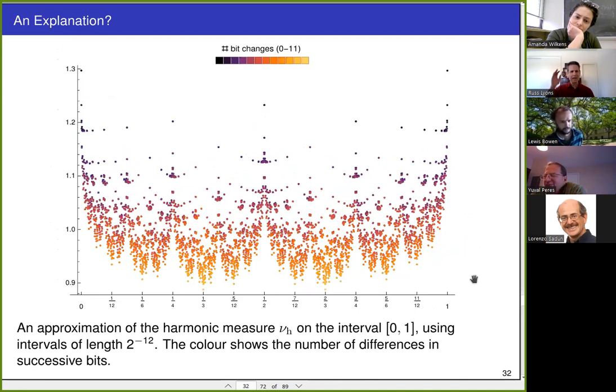It's almost the same, but now it's just every interval of length 2 to the minus 12. The color indicates the number of bit changes, one to the next successive one. The dark ones have few bit changes, and the light ones have more. The dark ones are on the top, and the light ones are on the bottom. Why is that?